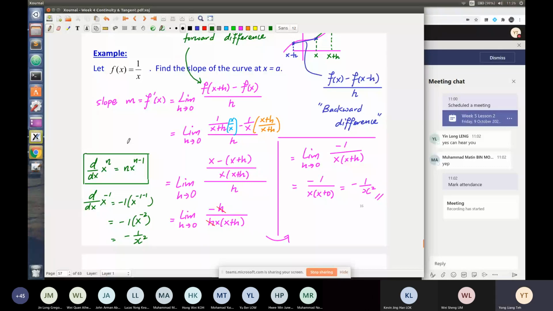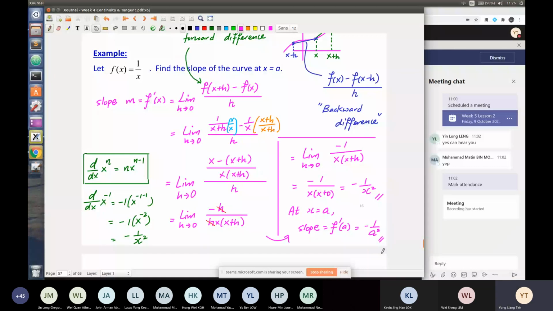Okay, so I hope you're fine with this. And just to finish up the problem, we're supposed to find the slope of the curve at x equals a. So quite clearly, the slope of the curve at x equals a is given by f prime at x equals a. So f prime of a is minus 1 over a squared.